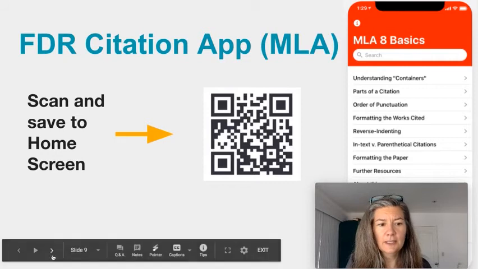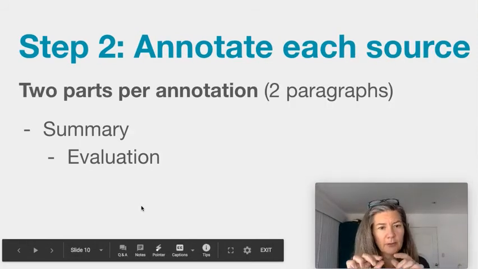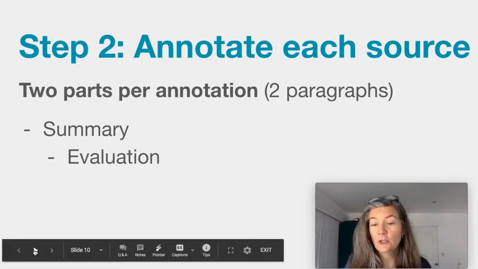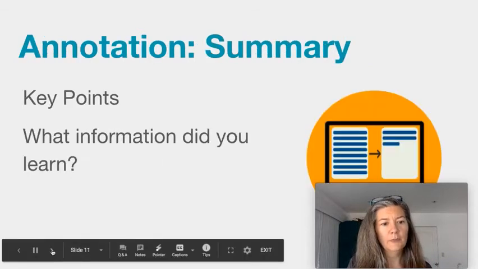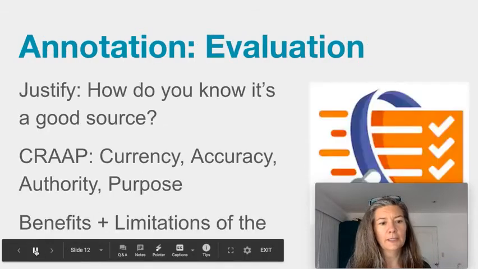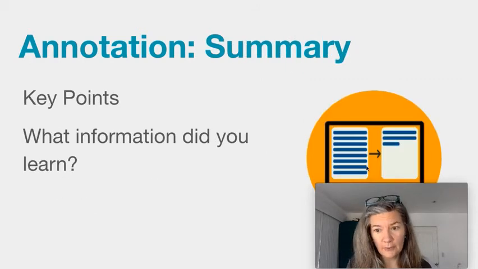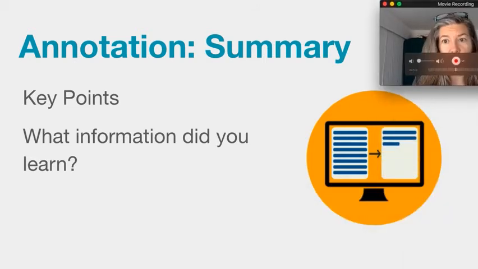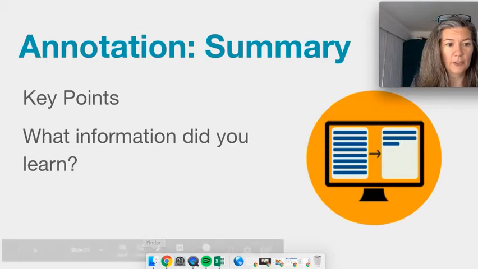So then the next thing that we're talking about is the annotation part. And this is the writing part. So there are 2 parts to the annotation, which means that each annotation should be 2 paragraphs. The first paragraph should be about your summary. So a summary of all the information in your source. What did you learn? What are the key points?